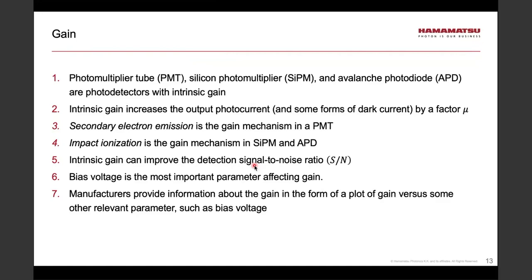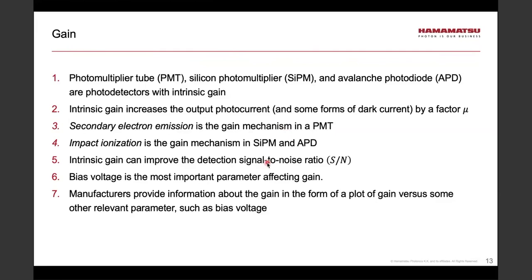There are different gain mechanisms in our photodetectors. In the case of a PMT, which we'll discuss in greater detail on Thursday, it is the secondary electron emission from dynodes that is responsible for the gain mechanism. However, in the case of a silicon photomultiplier and APD, it is the impact ionization of electrons and holes that gives rise to gain. And so point 5 is actually quite critical.